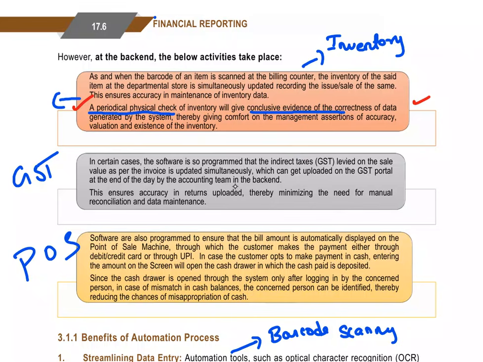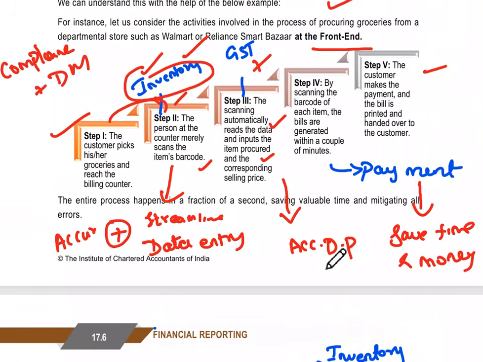In certain cases, software is programmed so that the indirect taxes levied on the sale value as per the invoice are updated simultaneously. This data will be used to update your returns, so it will help you to have accurate filing of returns. So you can file it accurately. This is your third step.